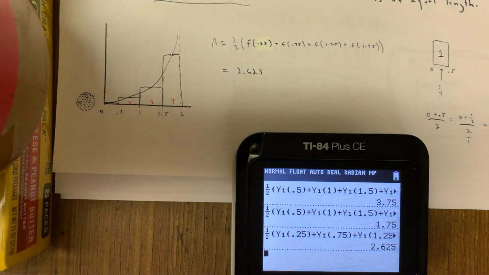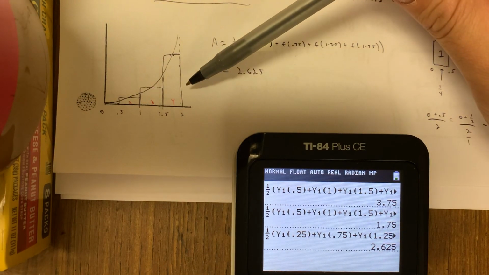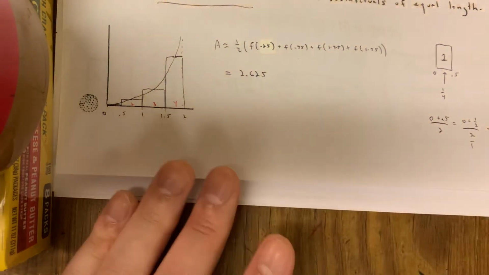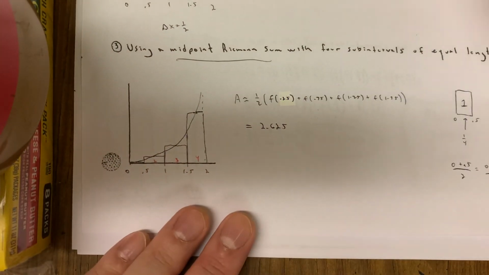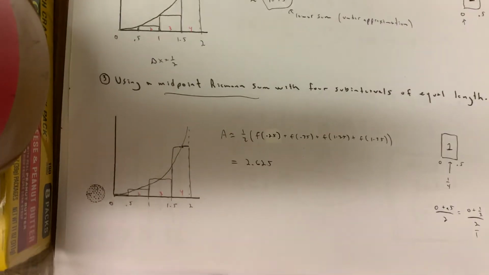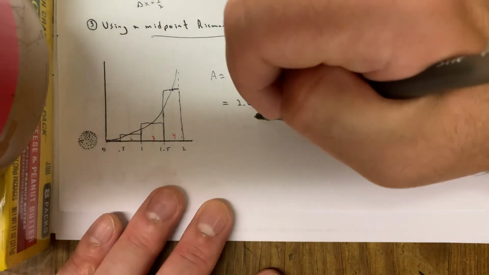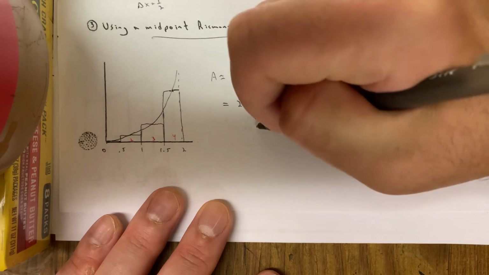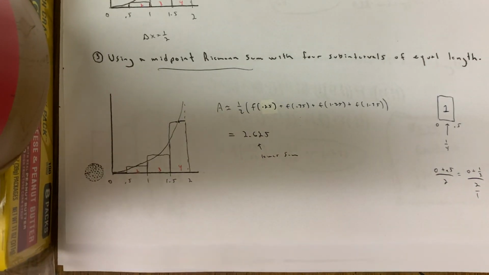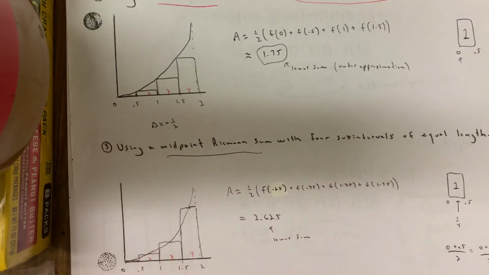And you couldn't tell if that was an over approximation or under approximation by squaring things off. But now you know that the true area, the exact value, is 2.6 repeating. Now that I actually know what the midpoint Riemann sum expansion is, that means this is a lower sum, which we already know is an under approximation. Impossible to tell by squaring off. Okay, it's inconclusive. That's Riemann sums.